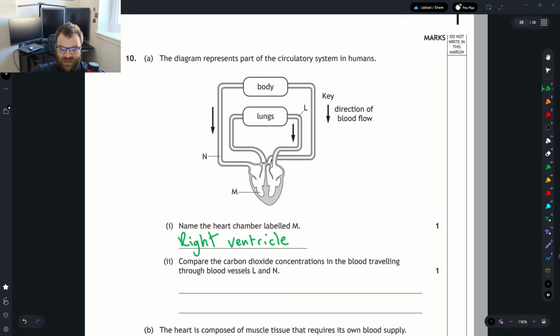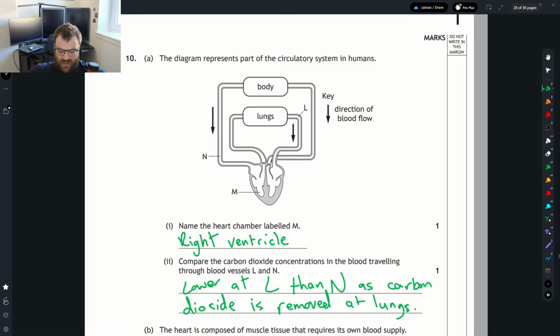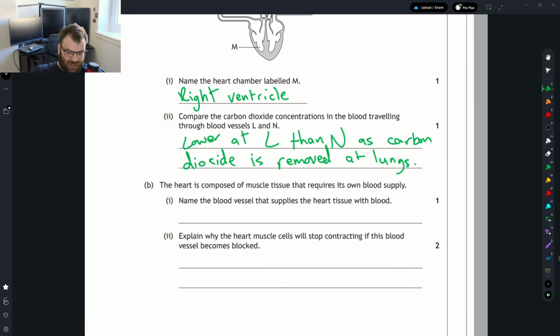Compare them in L versus N. So at the lungs, carbon dioxide is removed. That must mean it would be lower at L than N, as carbon dioxide is removed at the lungs. Now, there'll still be carbon dioxide present in there. It's just going to be lower than at N.